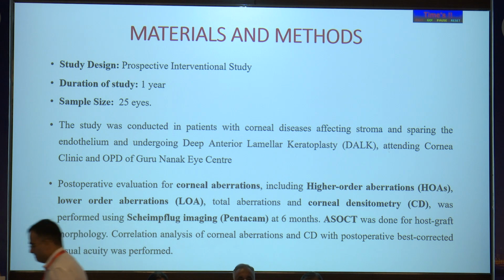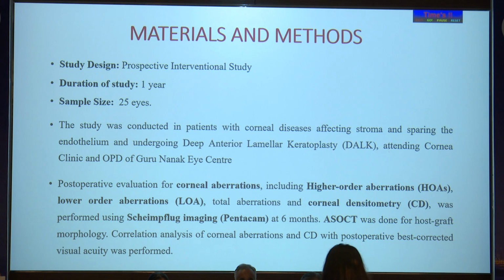It was a prospective interventional study done for a duration of 1 year and 25 eyes were assessed. It was conducted in patients attending cornea clinic and OPD of Guru Nanak Eye Center with diseases affecting the stroma and sparing the endothelium. The post-operative evaluation was done for corneal aberrations, including both higher order and lower order aberrations, and corneal densitometry, which was performed using Scheimpflug imaging at 6 months. Also, ASOCT was done to assess the graft host morphology. Lastly, correlation analysis was done of corneal aberrations and densitometry with the post-operative best corrected visual acuity.